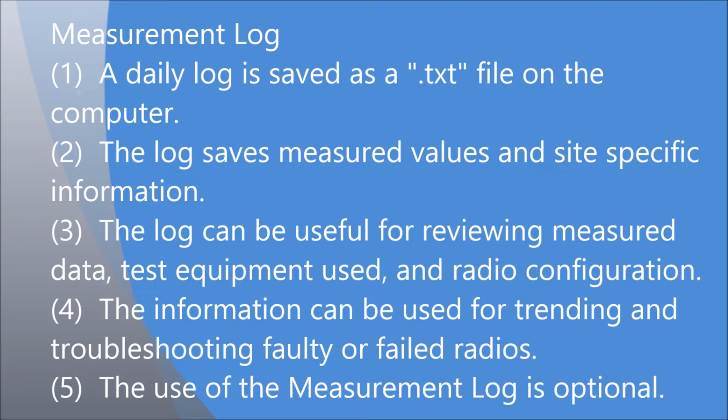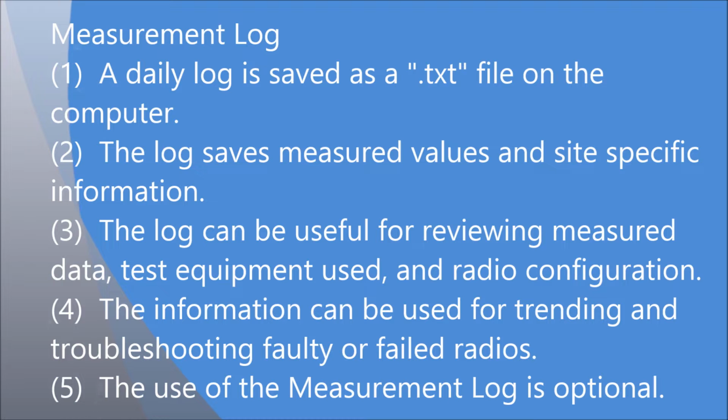Now the log saves measured values and also site-specific information, and we'll go over some of that information in a little bit. Now the log can be useful for reviewing measured data from the radios and also reviewing what test equipment was used to perform the measured values that capture specific data. Now it also records the current radio configuration that resulted in the measured values. Some of this information, such as squelch step levels, audio output step levels, oscillator frequency step levels, and so forth, is useful when trying to recreate or duplicate anomalies in the field.